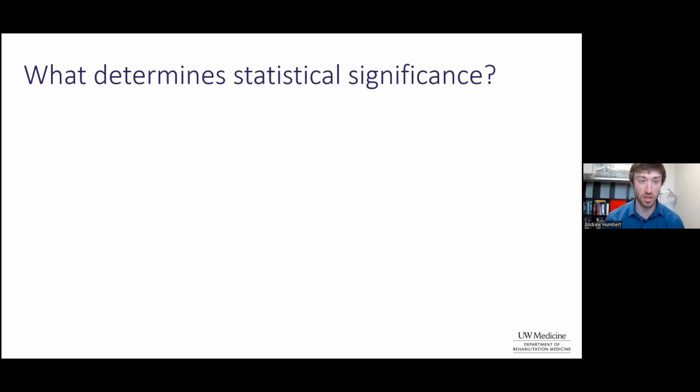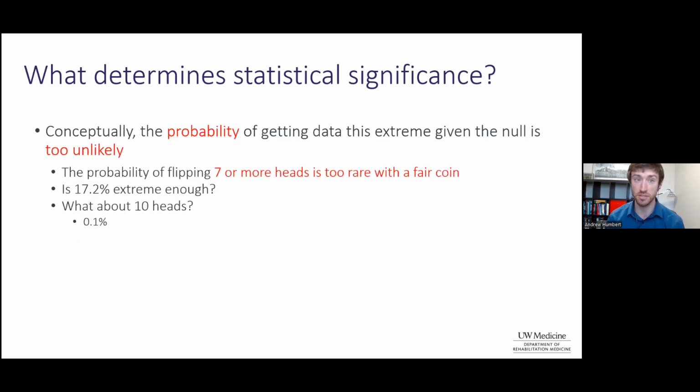So the next step is, how do we actually use this p-value to determine what is statistically significant and what isn't? We talked about this briefly at the start in a slightly different light, but conceptually, statistical significance is when the probability of getting our data is so unlikely under the null hypothesis that we'd much rather conclude something else.